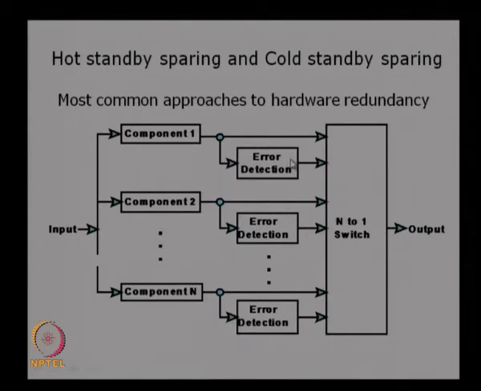Whenever an error is detected in one of the components, that component will be declared as a faulty component, and that data will be stored in the N to 1 switch. Later, all the other actions like damage confinement and other functions of fault tolerance will be carried out once the error is declared. So, the error detection data will be sent to the next level for other functions in fault tolerance. So, that is how standby sparing works.